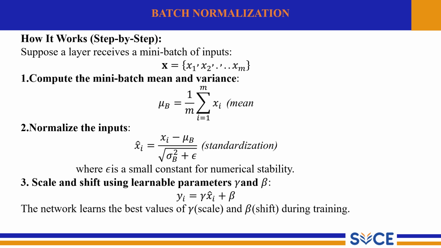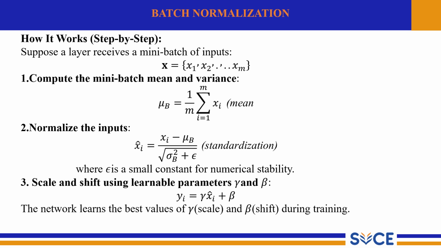We calculate the mean of the batch as mu_B = (1/m) times the sum from i = 1 to m of xi. This represents the average input value for the batch. Next, we compute the variance to measure how spread out the inputs are.